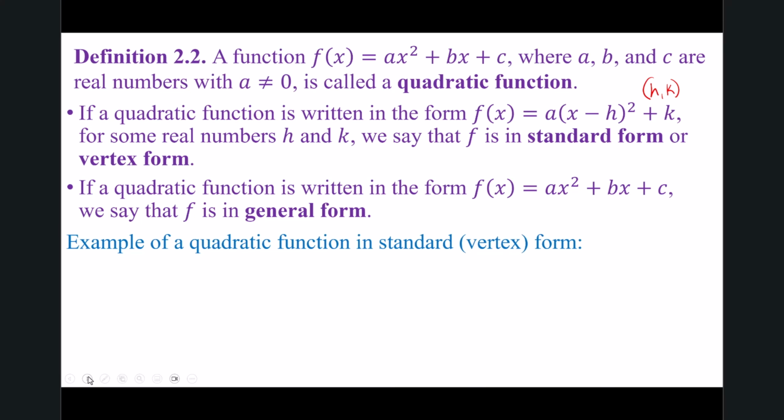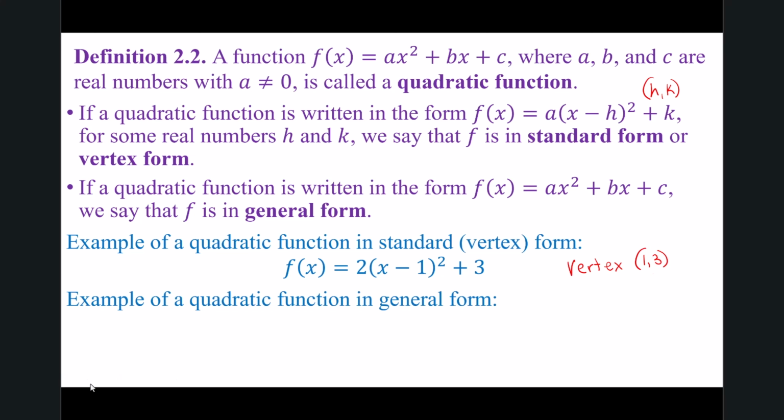An example of a quadratic function in vertex form would be this. So we have f of x equals 2 times x minus 1 squared plus 3. In this function, our vertex is the point 1, 3. An example of a quadratic in general form would be negative 3x squared minus 2x minus 11.